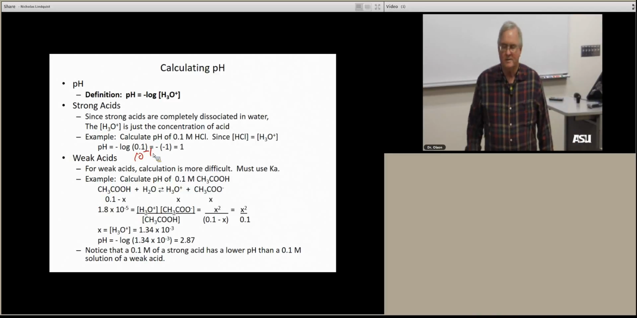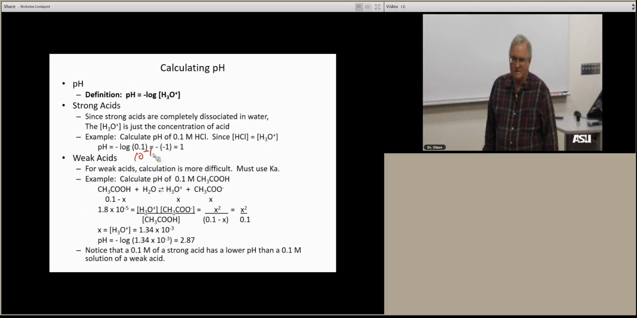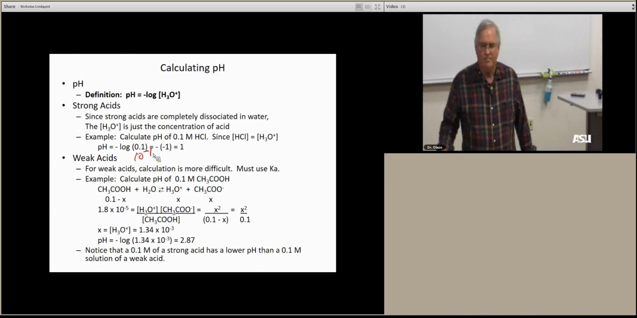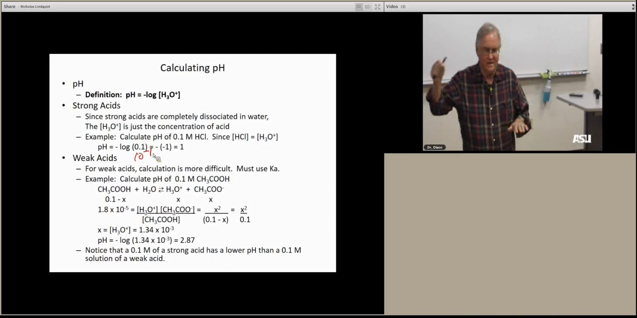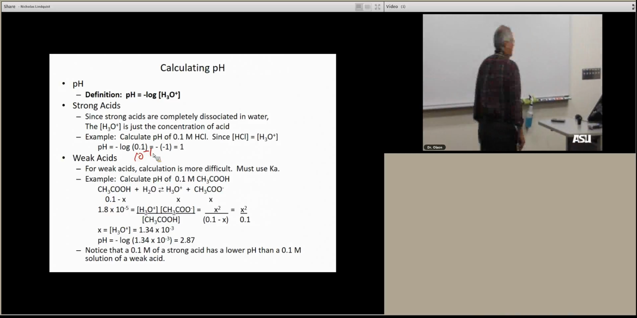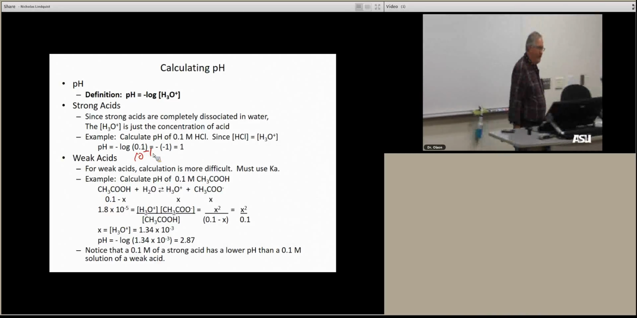Okay? So as you go up in pH, you have less and less hydrogen ion concentration. As you go down in pH, you have more and more hydrogen ion concentration. A 10th molar HCl solution has a pH of 1. A 0.003 molar HCl concentration has a pH of 2.52. Less hydrogen ion at a pH of 2.52. Making sense? Okay.